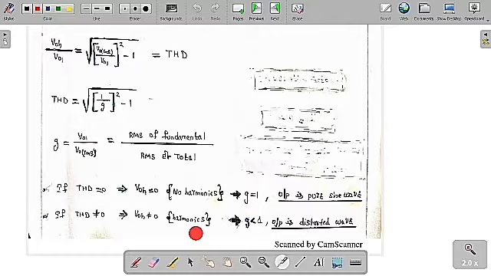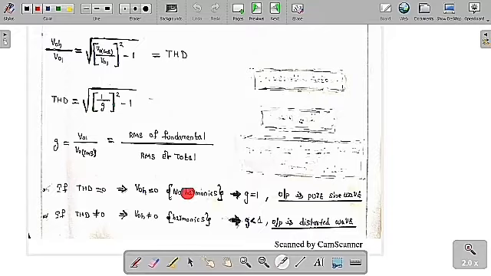Then definitely what is going to happen, the RMS of the overall signal is always greater than the RMS value of the fundamental signal. So therefore G is less than 1. So we can say as there are more number of harmonic signals, then definitely the output is not a pure sine wave, or simply we can say the output is a distorted wave. So this is what we are going to get.